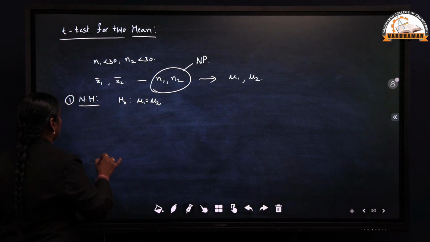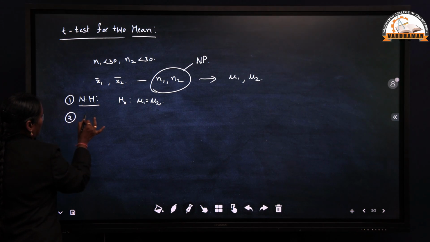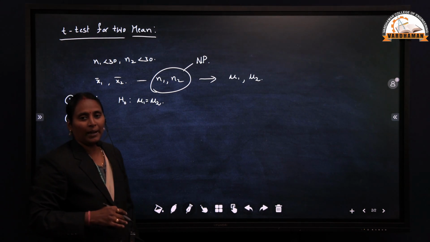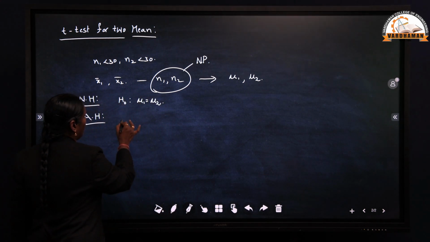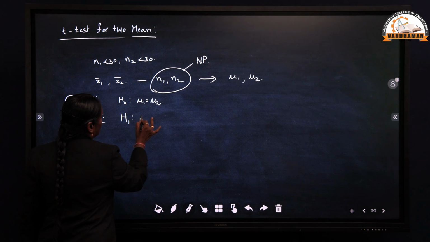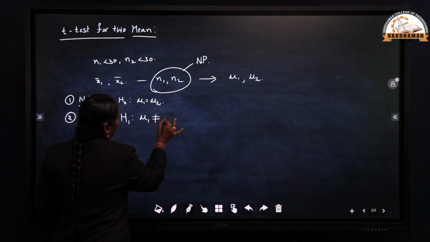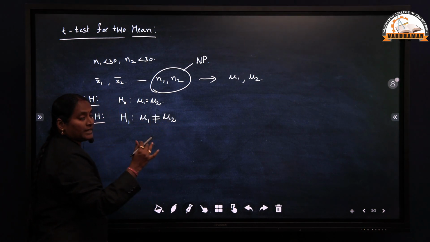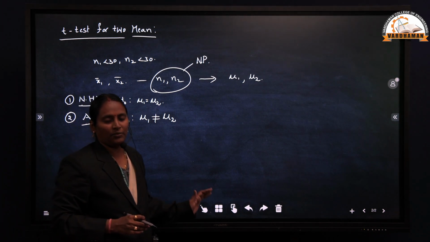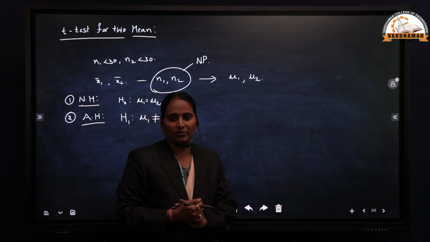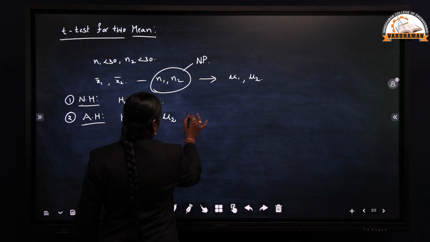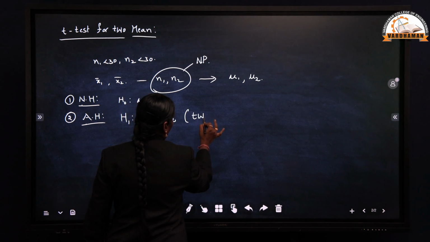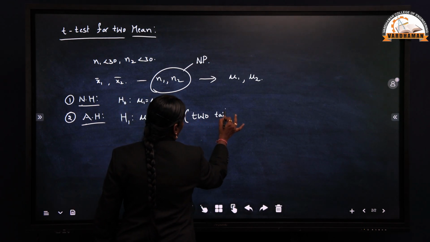Now let us see the second step, the alternative hypothesis. Alternative hypothesis means the statement against the null hypothesis is called an alternative hypothesis. So we are going to define H1. In the given problem, if they are asking to find out whether there is any significant difference in the given data, the test will be a two-tailed test. So we write our alternative hypothesis H1: the test will be a two-tailed test.